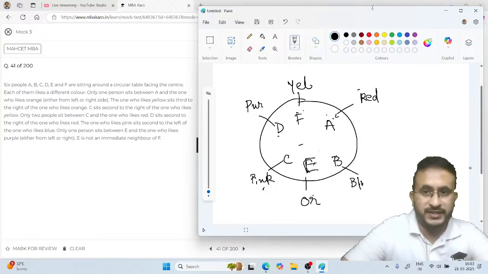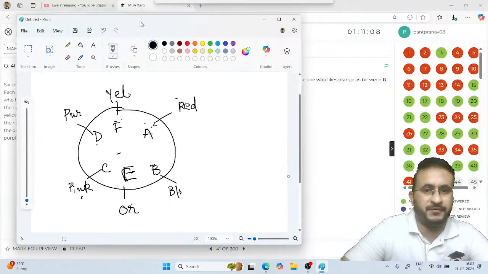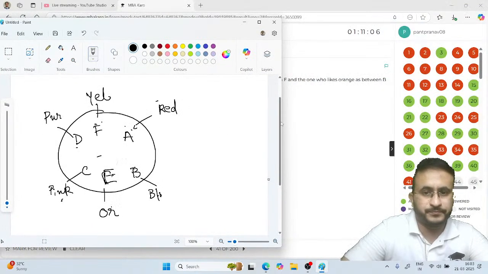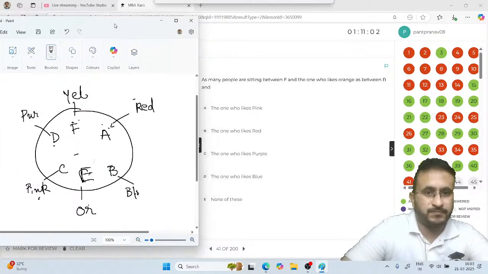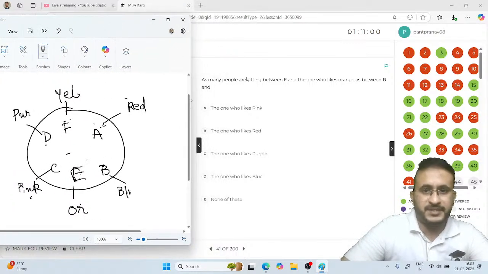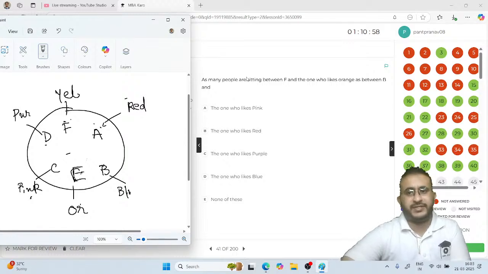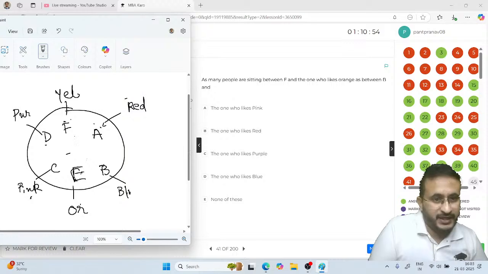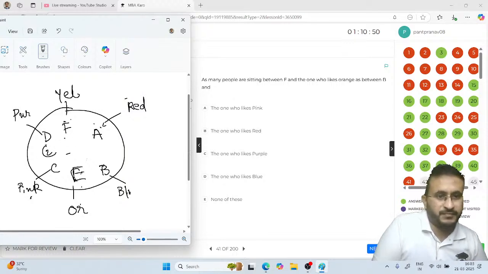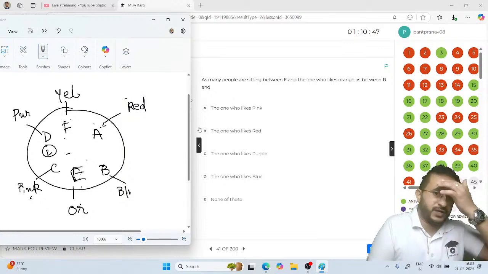So this was an easier puzzle because only 6 people were involved. So we can answer these questions. As many people sitting between F and the one who likes orange as between B and dash. So first of all, B and orange. Orange is here. There are 2 people between B, F and orange. So answer is 2 people.